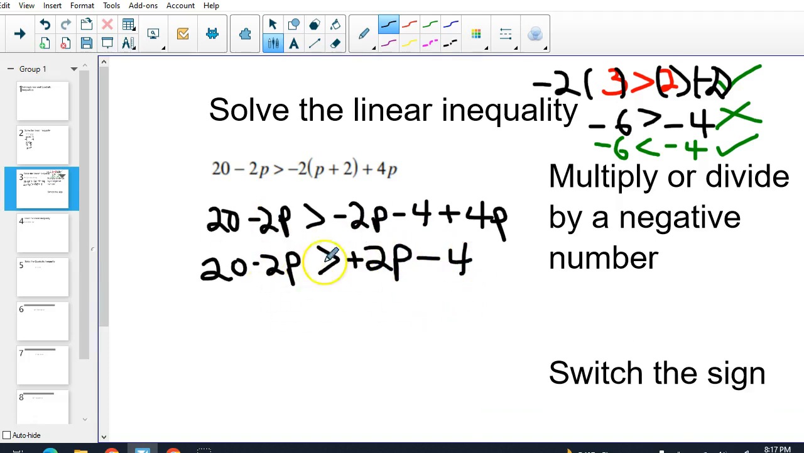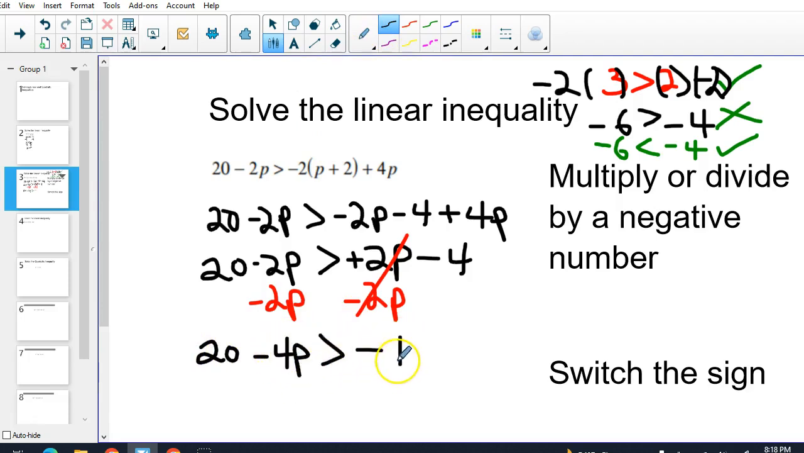Now, I want to get all my p's on one side of the inequality. So I'm going to move these 2p's to the other side by doing the opposite operation. 2p minus 2p cancels out. So I get 20 minus 4p is greater than -4. Still trying to get that p by itself, so let's subtract 20 from both sides. So I get negative 4p is greater than negative 24.